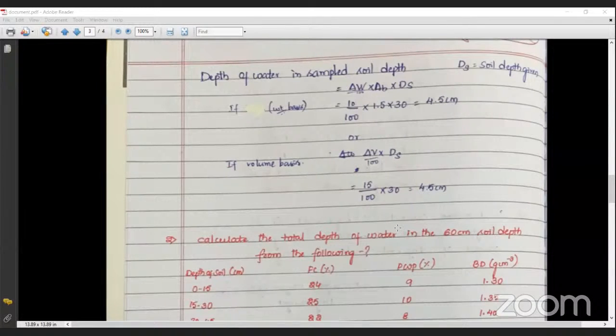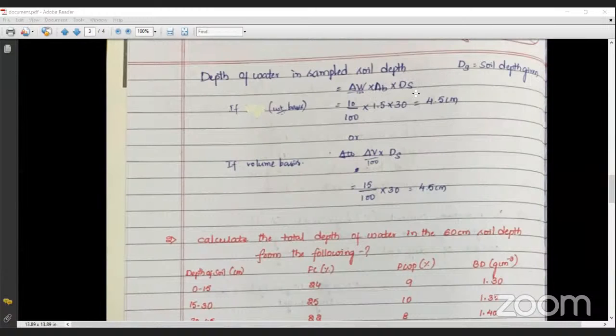That means what is the amount of water depth present in that soil up to a certain depth. In order to know that value, we take the depth of water in sampled soil depth. Then what is the formula? Even when they have given weight basis, here we just require delta W, that is the moisture content on weight basis. Then it will give 10 divided by 100 into 1.5, where delta B is nothing but bulk density.